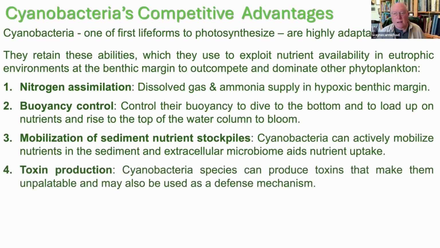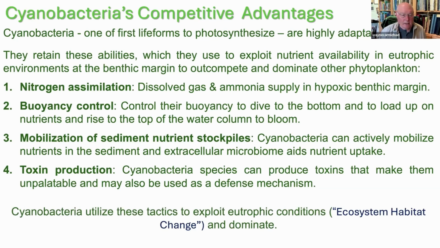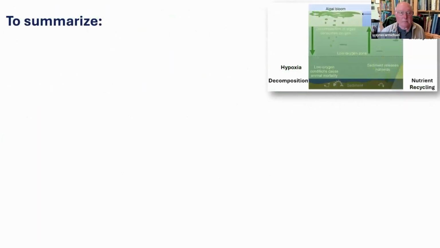And of course, what has been driving lots of the research is the toxin production, the recognition that these organisms, especially the planktonic ones, produce very potent toxins that affect animal and human health and certainly affect drinking water supply and use and even recreational use. Now, we don't really know what these toxins are used specifically for by the cyanobacteria, but there is some evidence that it does make them more unpalatable and therefore reduces the grazers' ability to eat them, and they may be used as defense mechanisms as well. But cyanobacteria utilize these tactics to exploit the eutrophic conditions. In other words, they affect ecosystem habitat change and come to dominate.